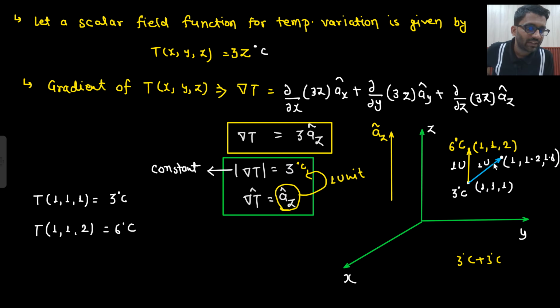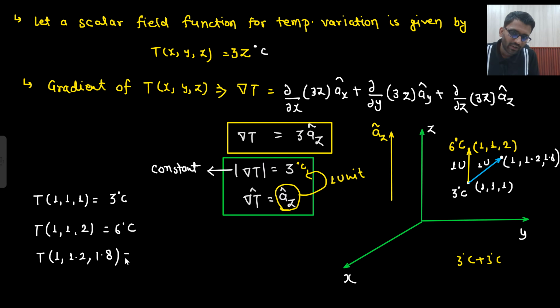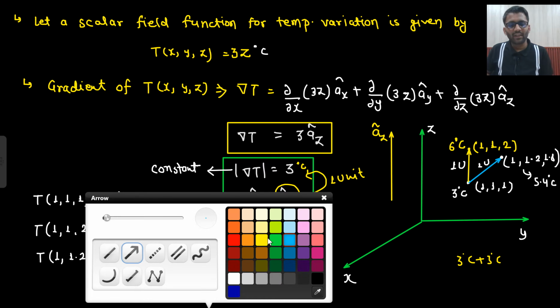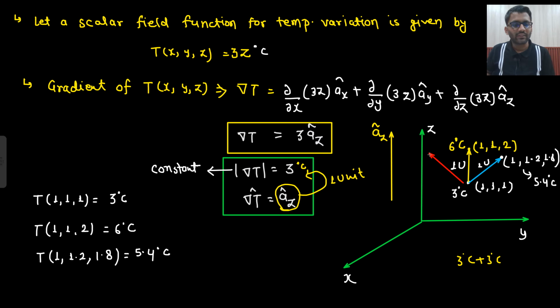So what will be the temperature at this point? What will be the temperature at 1, 1.2, 1.8? That would be 1.8 into 3, 5.4 degrees Celsius. So the temperature here is 5.4 degrees Celsius. Now anywhere you could have walked. You could have walked here as well for 1 unit only, the same distance. Here you could have walked for 1 unit. The maximum temperature you will get is when you walk in the az direction.